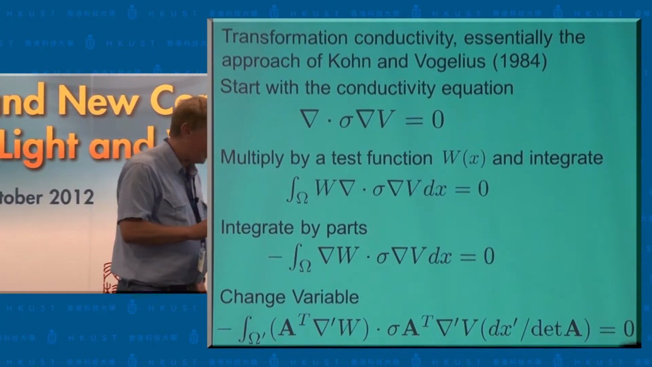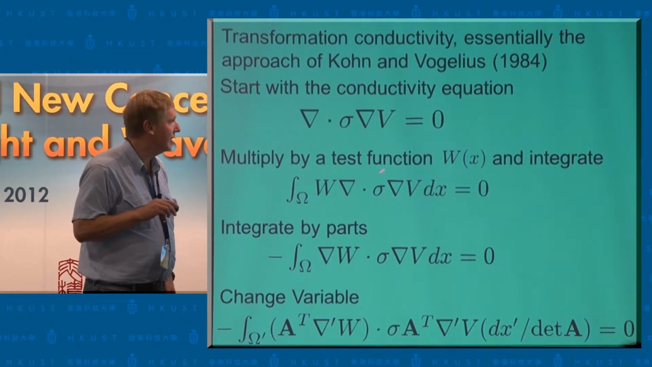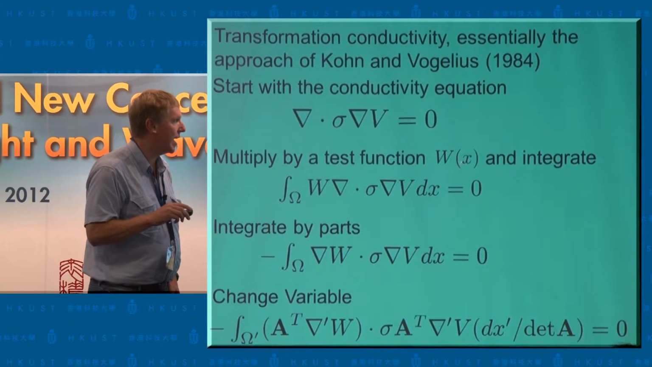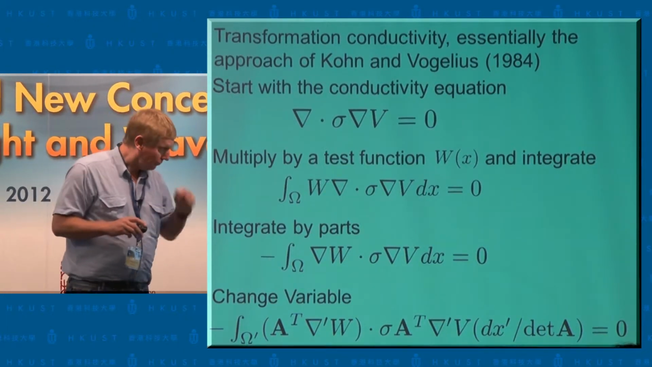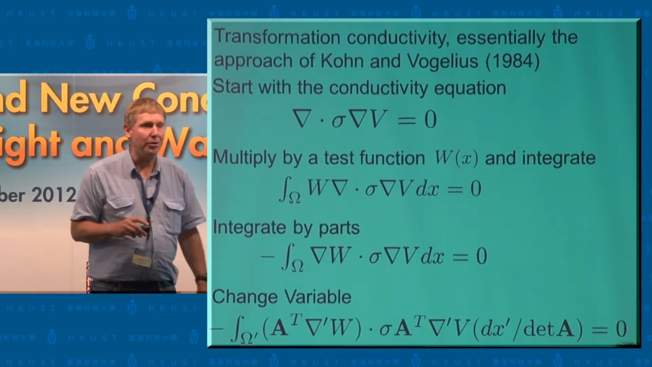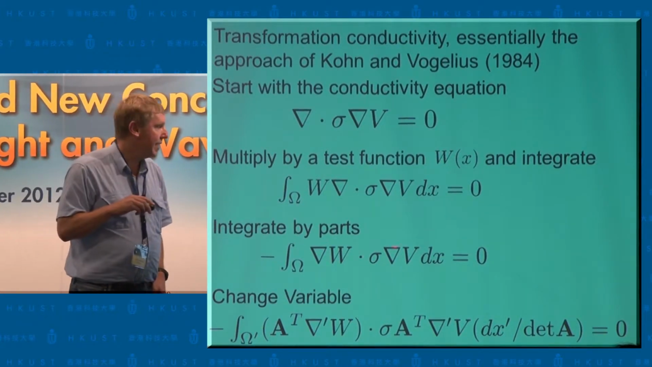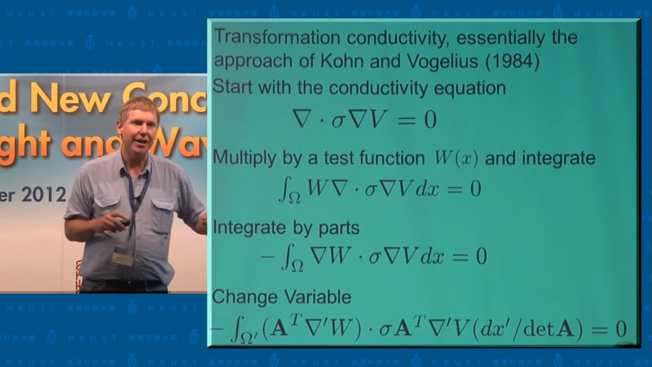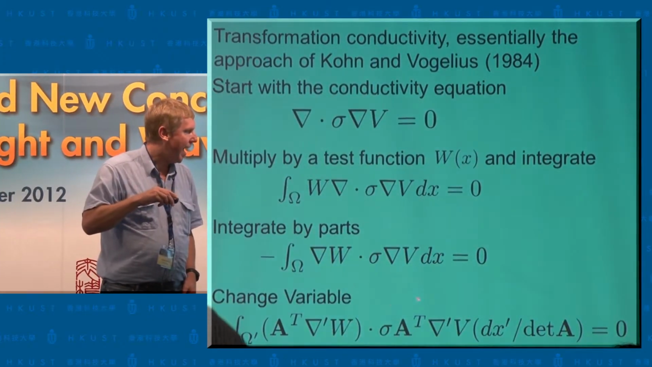You start off with your equation. You multiply it with a test function, W. If we multiply it by a test function and integrate it over a region omega, the equation still holds true. And then if our test function W vanishes at the boundary of the region, you can integrate by parts and get this equation here. And then it's just a simple change of variable in the integration to come to this equation at the bottom.